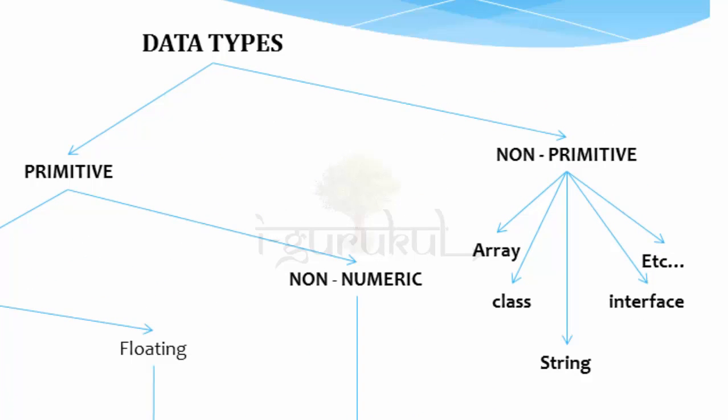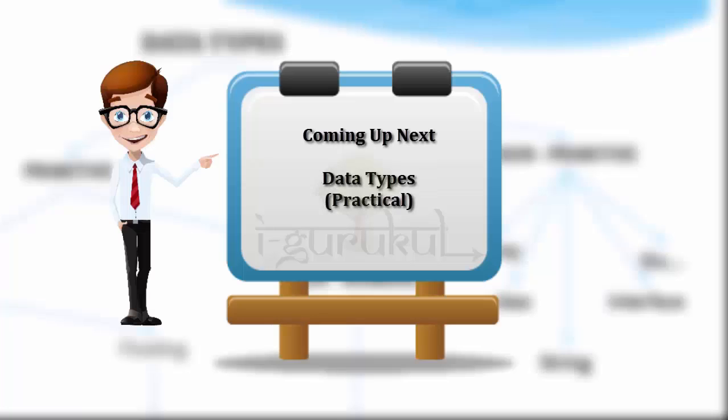Our other data type is the non-primitive data type. As I have told you, non-primitive is the derived data type, that means it is derived from the primitive ones. So the non-primitive data types are arrays, class, string, interface, etc. We will be learning about all of them in our further classes.